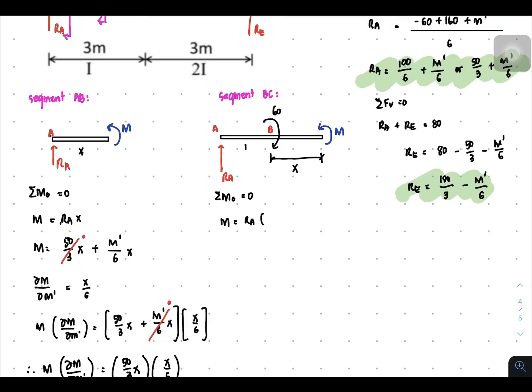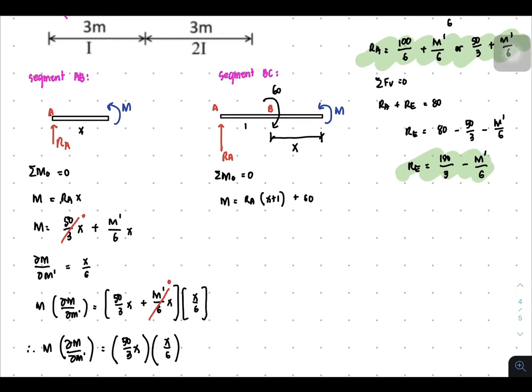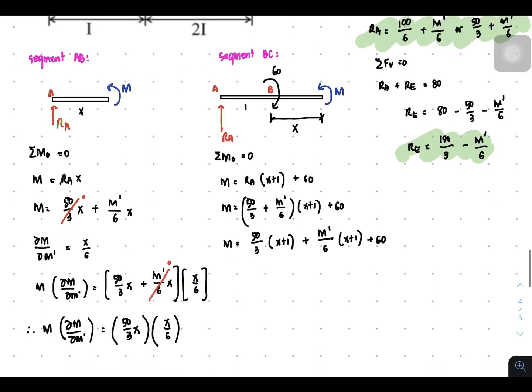You will have m equal to RA times x plus 1 minus or plus, so plus 60. And then we're gonna have RA to be 50 over 3 plus m prime over 6, then x plus 1 plus 60. And simplifying further, it's going to be 50 over 3 times x plus 1 plus m prime over 6 times x plus 1 plus 60.